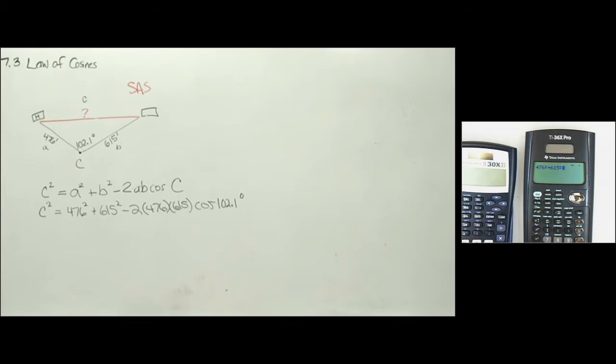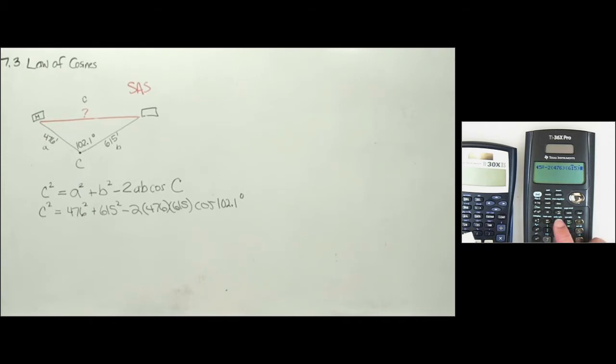Now we're going to do the minus sign. It's not the baby negative. So the minus sign is right here, subtraction. Minus 2. We're going to open parentheses, put our 476 and close it to show multiplication. We're going to open parentheses, put our 615 and close it to show multiplication.